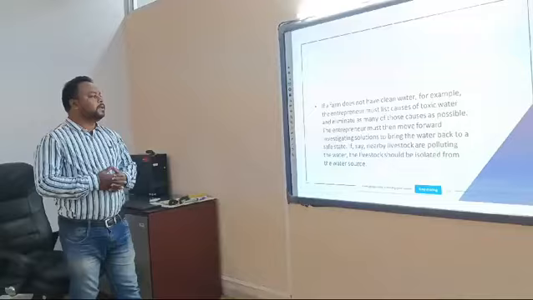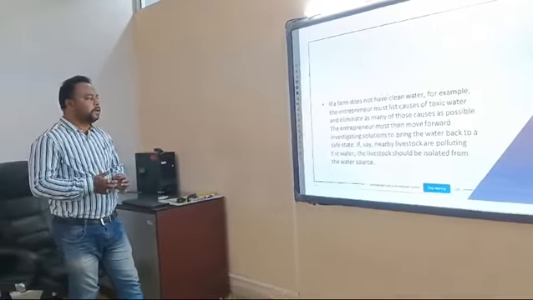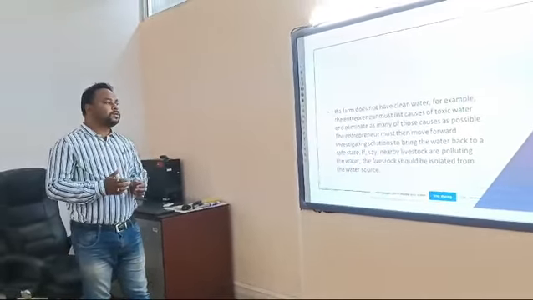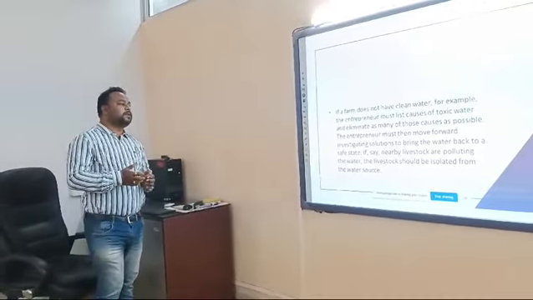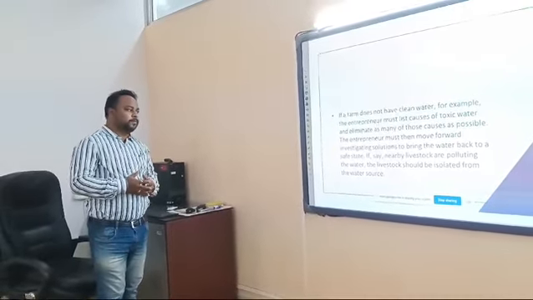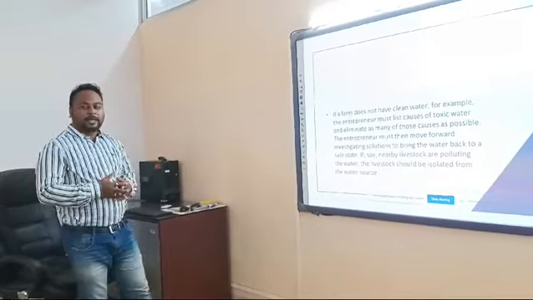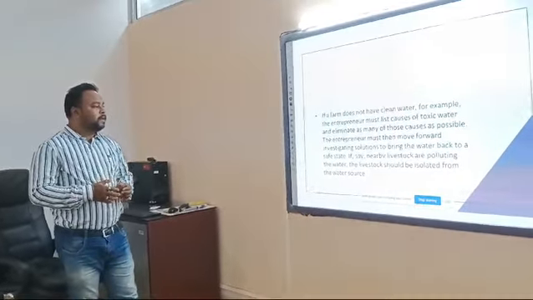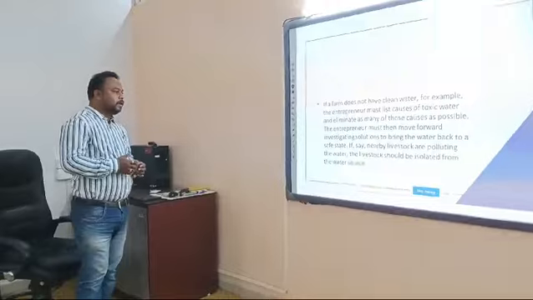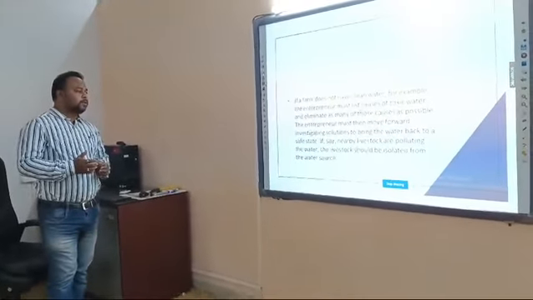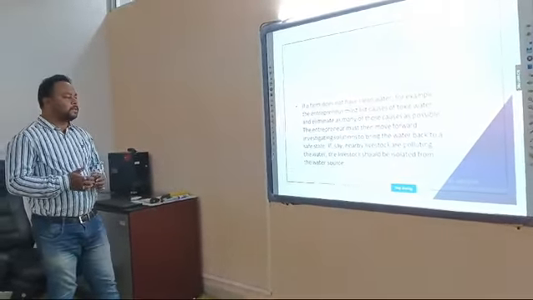If a farm does not have clean water, for example, the entrepreneur must list causes of toxic water and eliminate as many of those causes as possible. The entrepreneur must then move forward, investigating solutions to bring the water back to a safe state. If, say, nearby livestock are polluting the water, the livestock should be isolated from the water source.